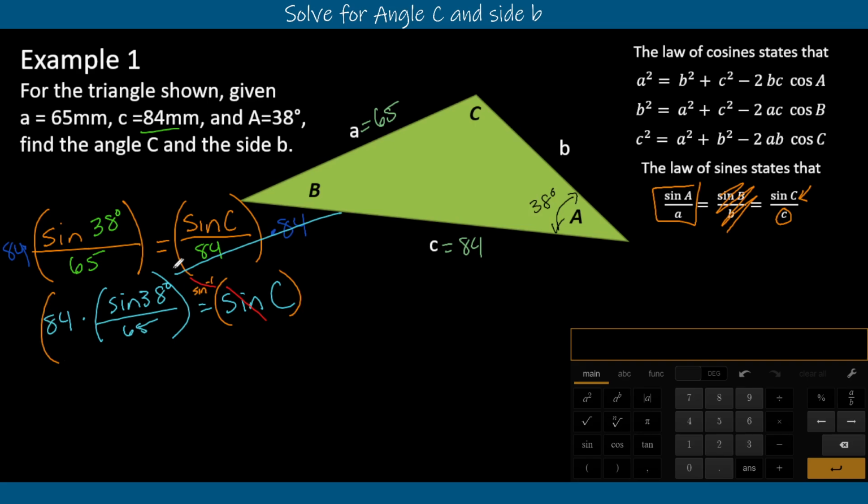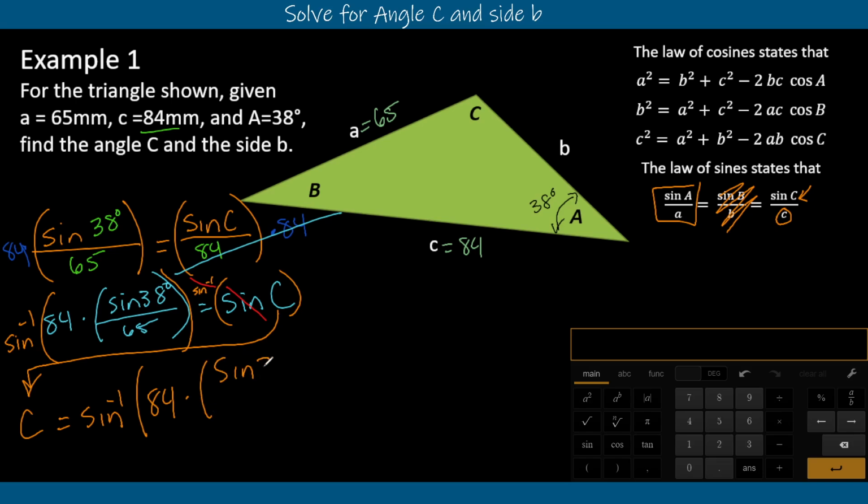So we'll take this whole thing and say that we're going to take the sine of -1. And that's going to reset that. That's going to give us C on one side. So I'm going to pull C to the other side here and say that C is equal to sine of -1 times 84 times the sine of 38 degrees over 65. And that's all closed up in that parenthesis. So make sure that you get your parentheses in here. Make sure you're taking the inverse sine of this entire digit out here.